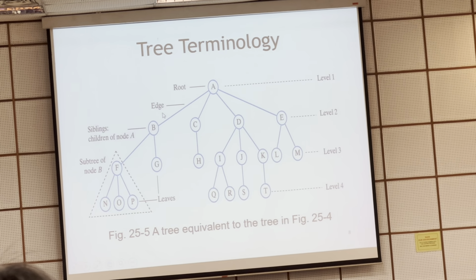So these are some of the terms you need to understand. We have the root, and we have edges that connect all the nodes together. Then we have levels. Here the top is level 1, and in this tree we have 4 levels, so the bottom part is level 4. All these circles are known as nodes, and all these alphabets are actually the data.